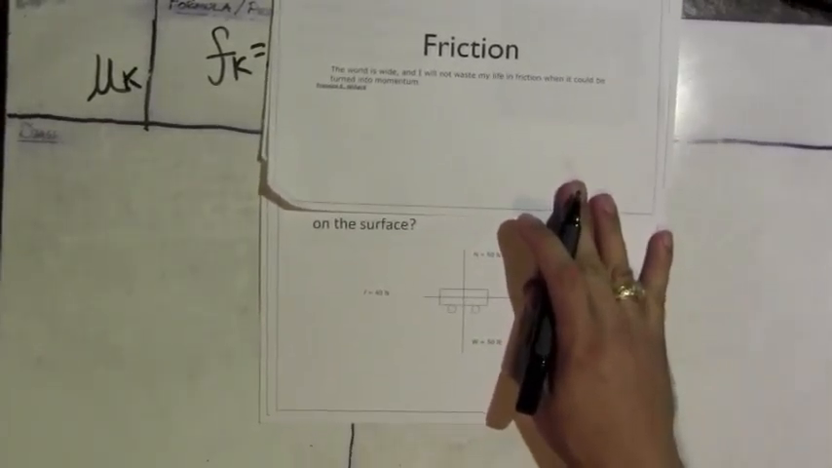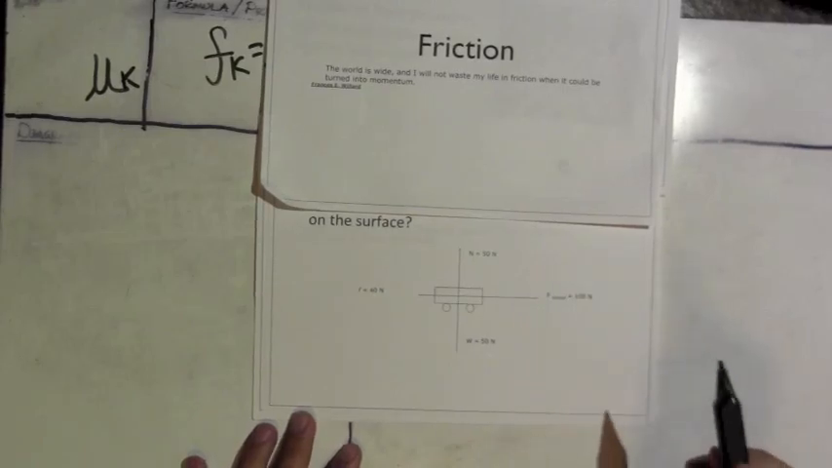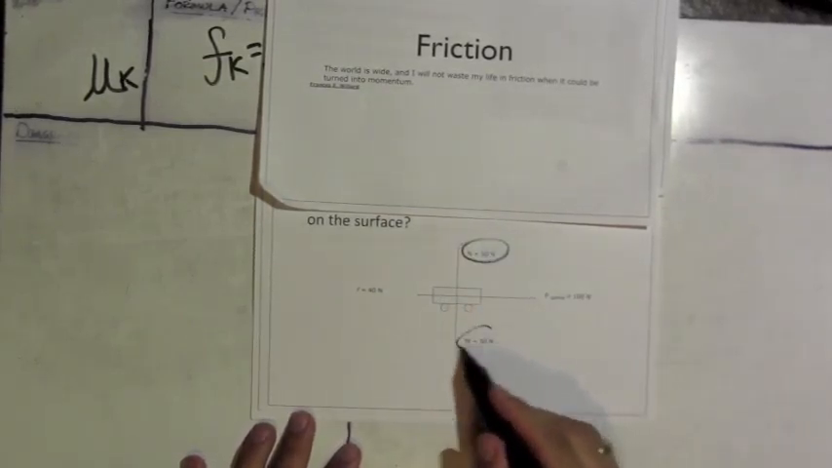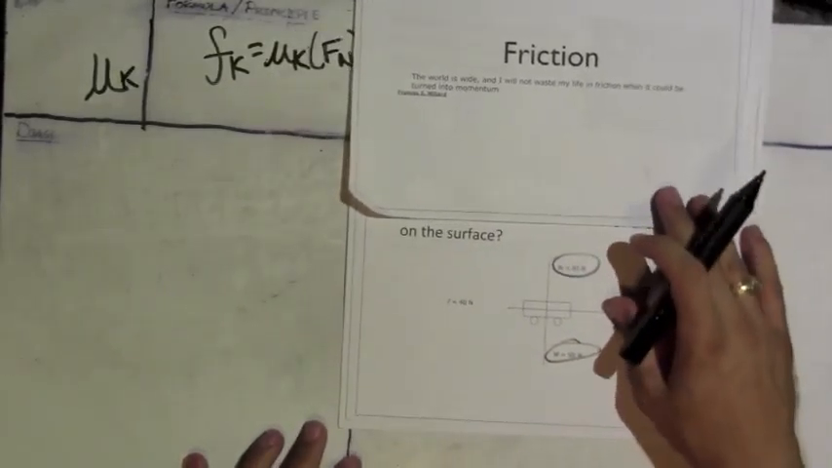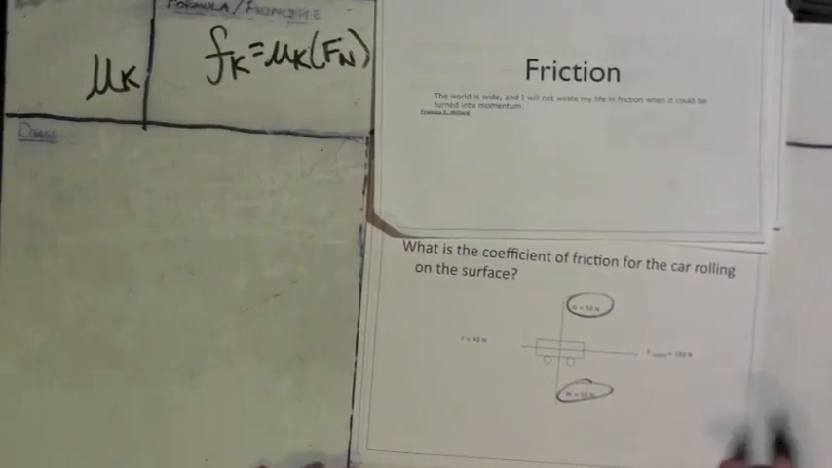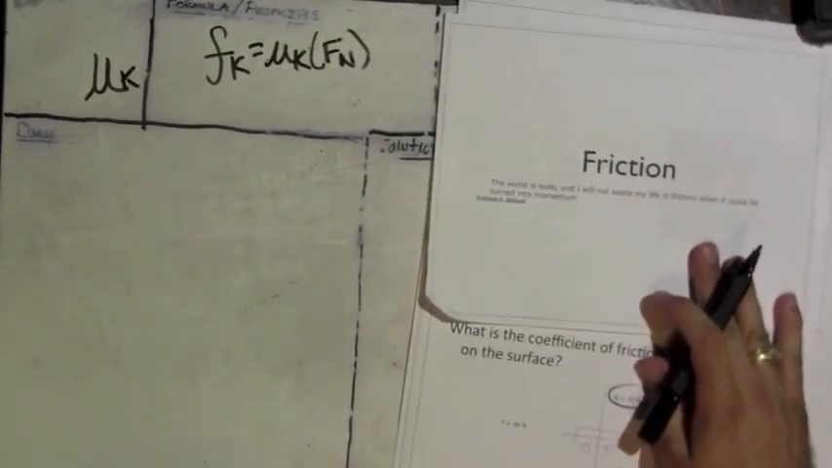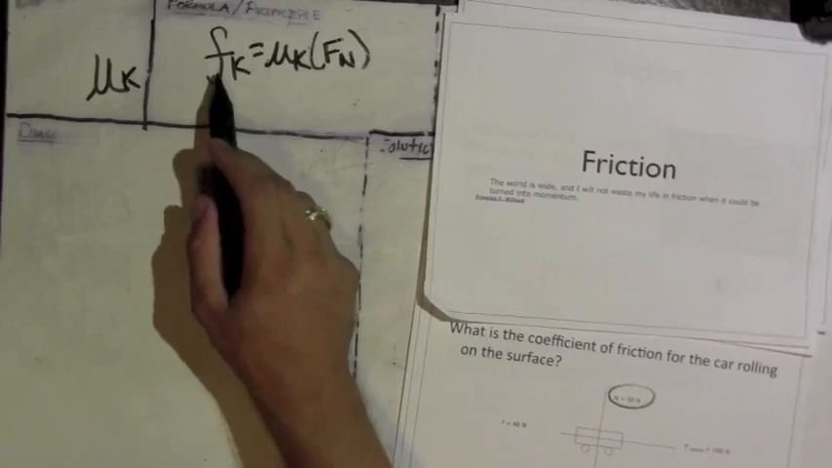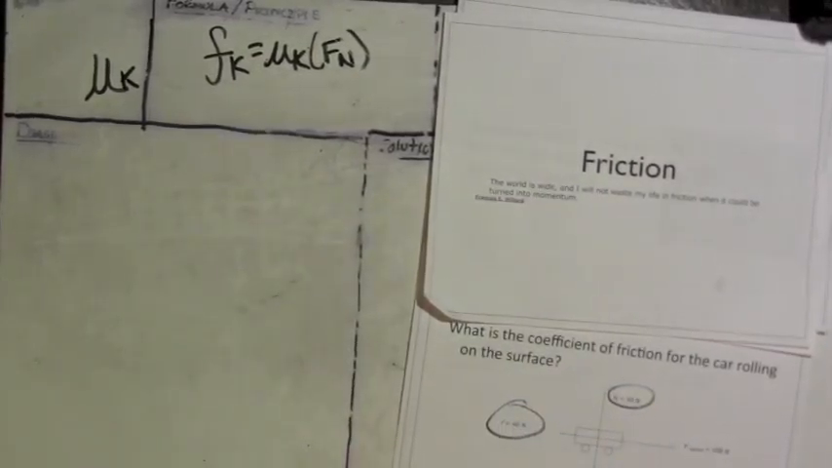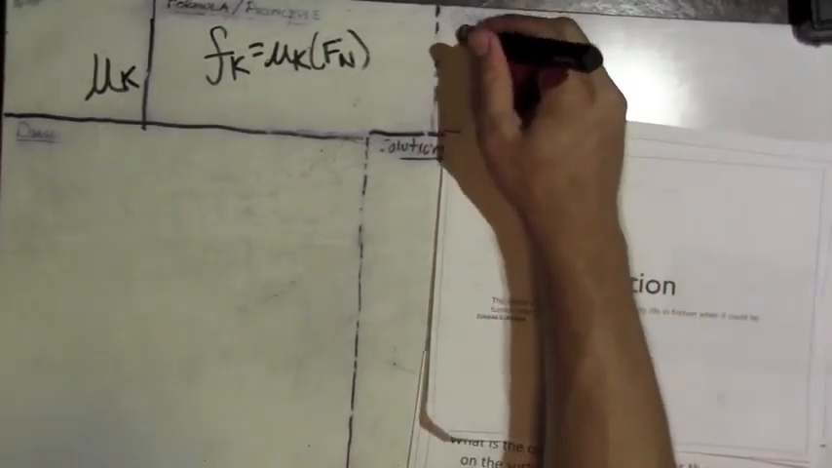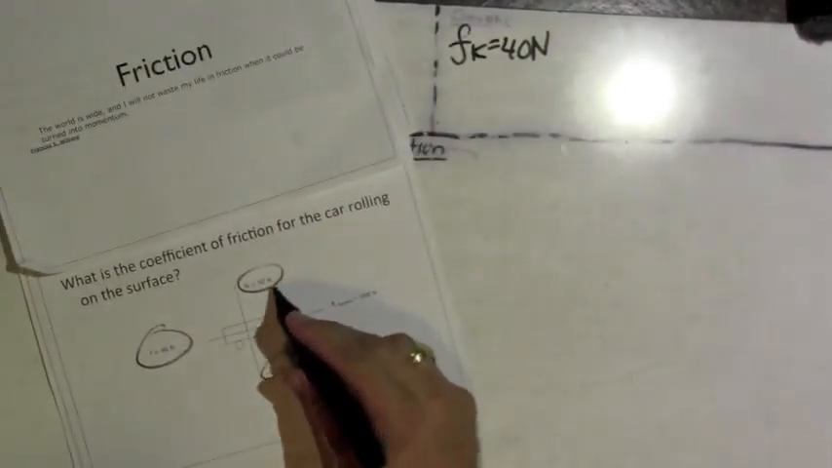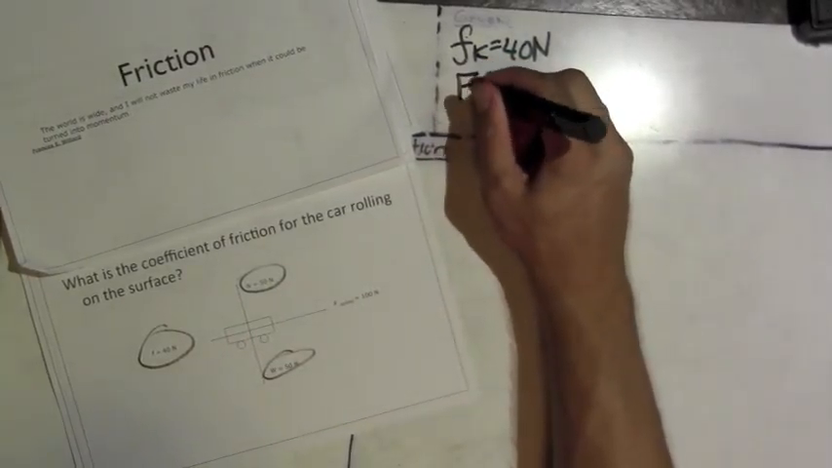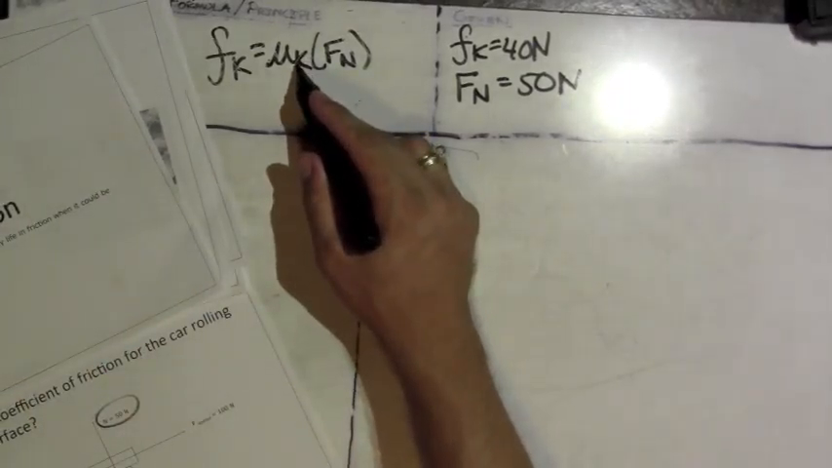Now, you can see from the free body diagram that this has to be a flat surface because the normal force is equal to the weight. So when we look at this, it's actually pretty easy to figure out what's going on here. You can say, okay, I have the sum of the force, the kinetic frictional force is 40. So I can say the frictional force is 40. I can say that the normal force is 50. And from that, I can solve for the coefficient of kinetic friction.